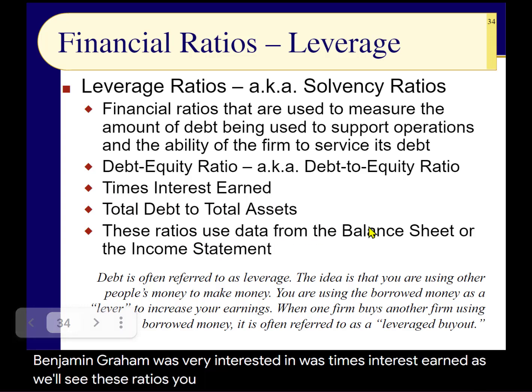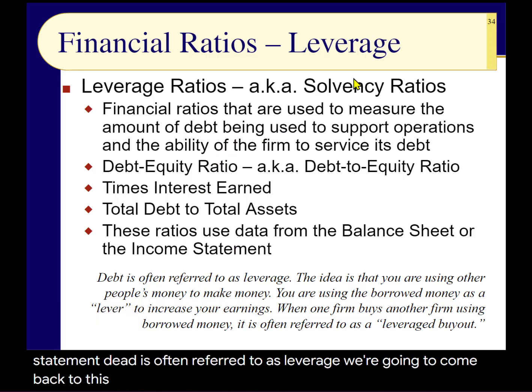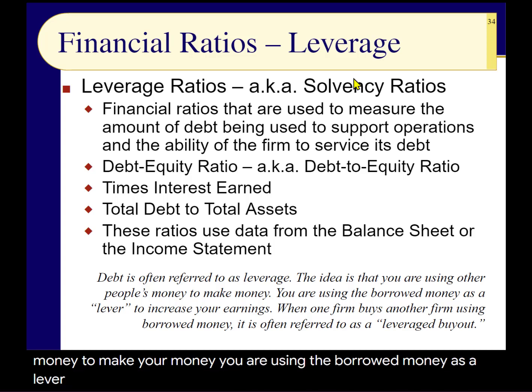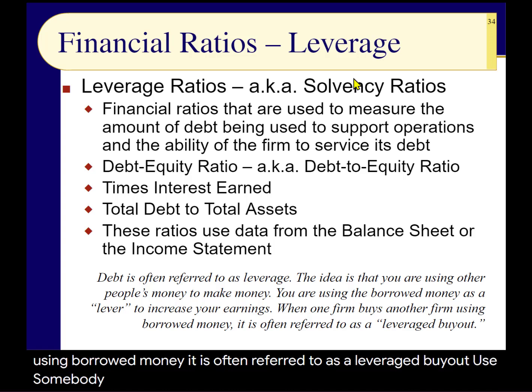These ratios use data from the balance sheet or the income statement. Debt is often referred to as leverage. We're going to come back to this term, leverage. The idea is you are using other people's money to make your money. You are using the borrowed money as a lever to increase your earnings. In fact, when one firm buys another firm using borrowed money, it is often referred to as a leveraged buyout. They didn't come up with their own cash, they used somebody else's cash. And so, again, there's that dual edged sword.